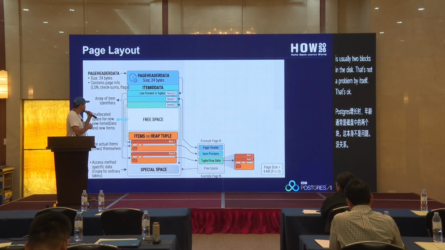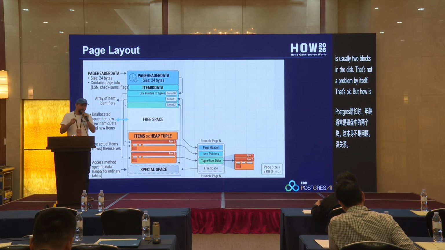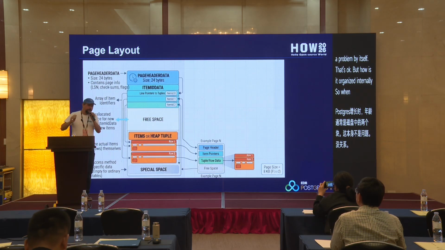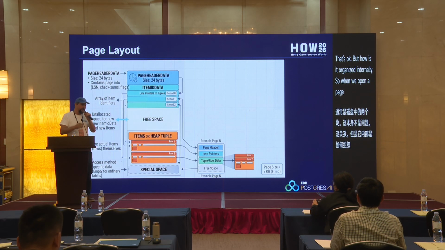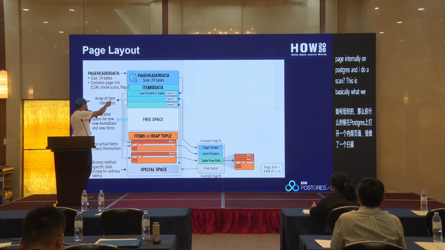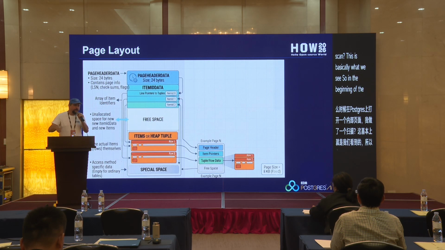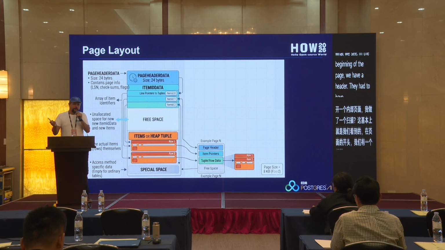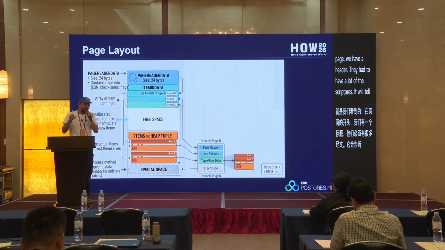But how is it organized internally? When we open a page internally on PostgreSQL and I do a scan, this is basically what we see. In the beginning of the page, we have a header. The header has a lot of descriptors. It will tell how many rows we have in that page, what the size is and everything.